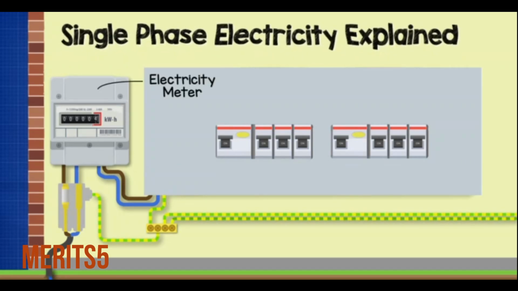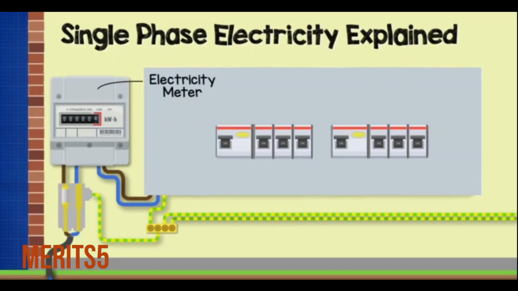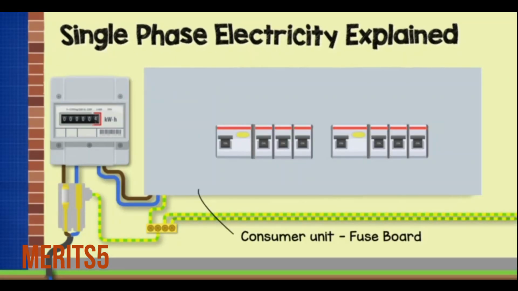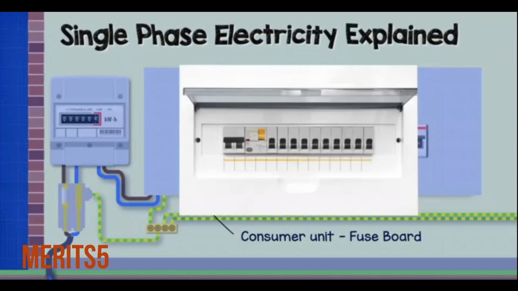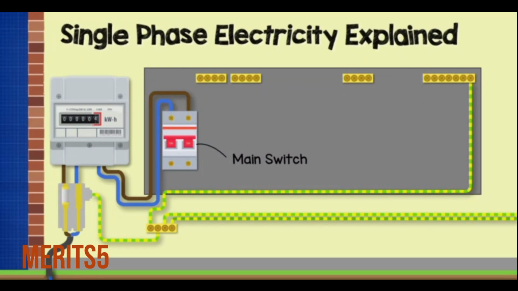The phase and the neutral then enter the electricity meter, which quantifies how much energy is being consumed. You may find that this meter is mechanical or electrical or even a digital smart meter. There are a lot of variations of design for these. The phase and the neutral will then leave the electricity meter and enter the consumer unit or fuse board. The consumer unit or fuse board varies in size depending on the size of the property and how many circuits there are being controlled. Inside the consumer unit, we first have the main switch or main double pole isolation switch.